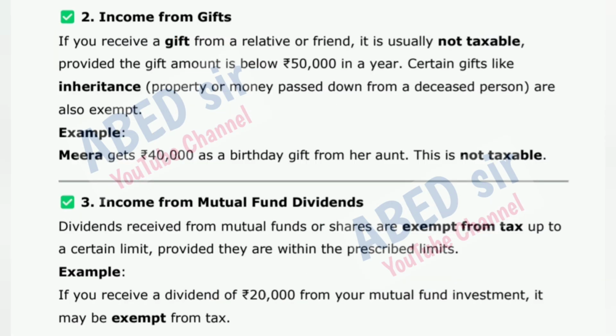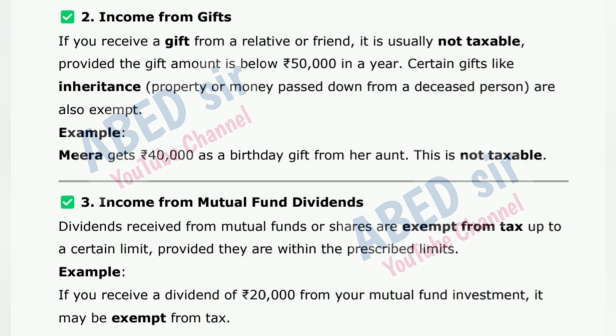2. Income from gifts. If you receive a gift from a relative or friend, it is usually not taxable, provided the gift amount is below 50,000 rupees in a year. Certain gifts like inheritance, property or money passed down from a deceased person are also exempt. Example: Meera gets 40,000 rupees as a birthday gift from her aunt. This is not taxable.